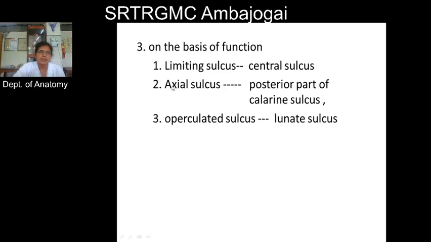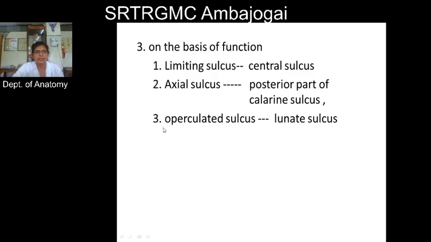Then second is the axial sulcus, and axial sulcus means that sulcus develops along the long axis of the developing cerebral cortex, and an example is the posterior part of the calcarine sulcus. This posterior part of the calcarine sulcus develops along the longitudinal axis of the visual area, that is the striate area.